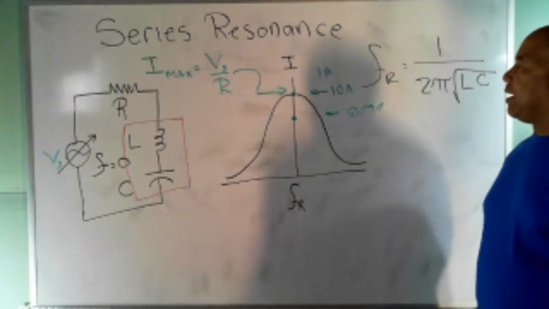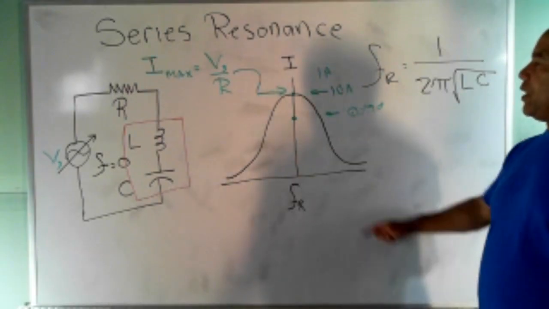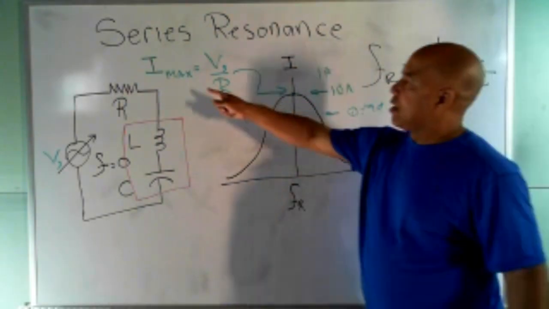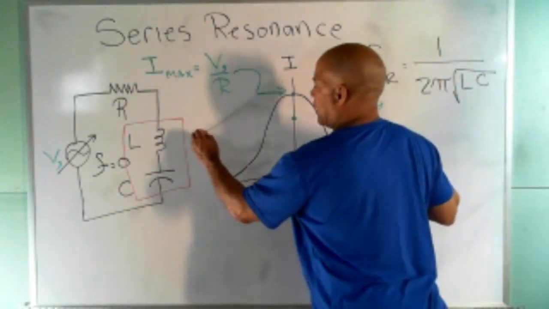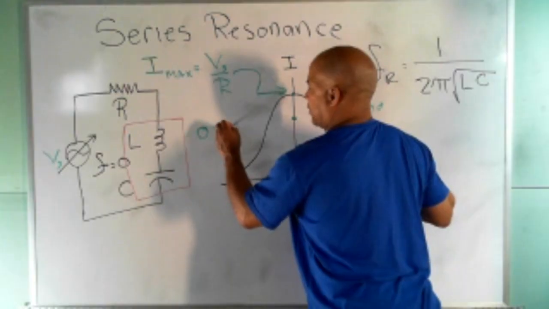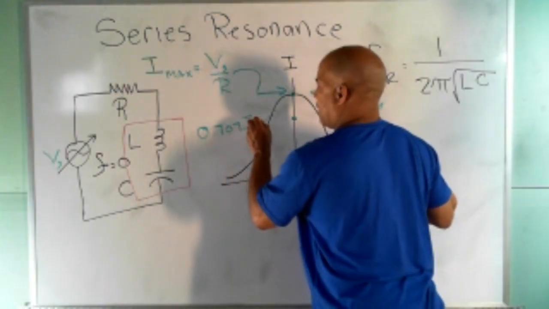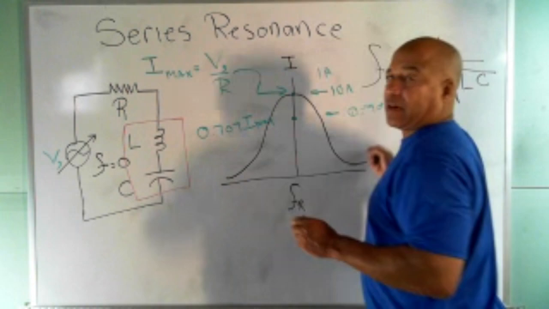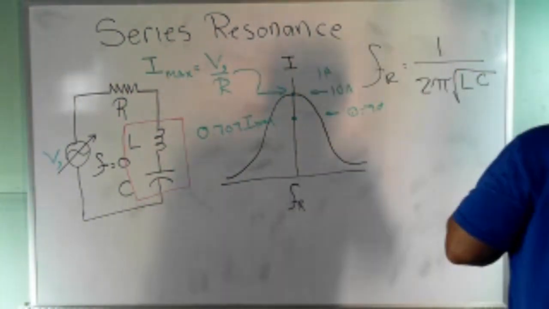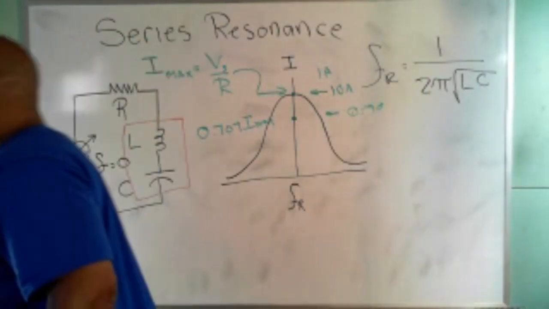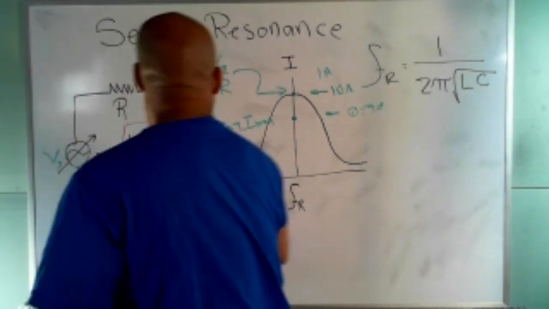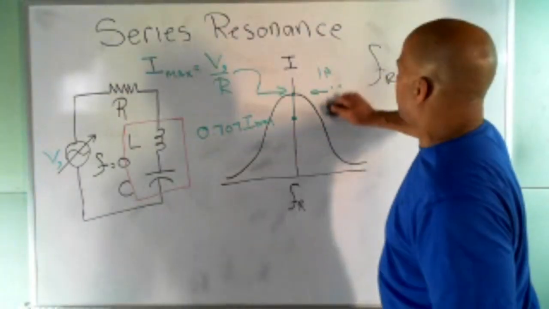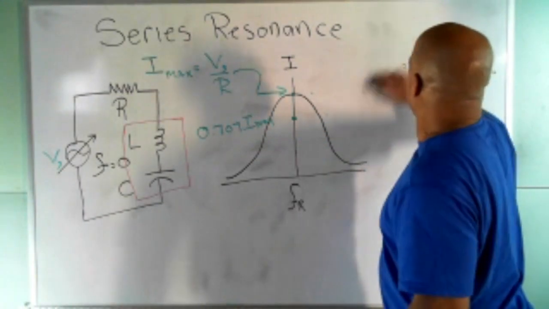But anyway, the important thing is that when we do this, we got the current here, and we can get the current down here by taking 0.707 times I max. And then if you look at our calculations, we asked another question. We said, okay, I can get the current, but what about power? Can I get the power where that curve peaks? Can I get the maximum power? And the answer is yeah.